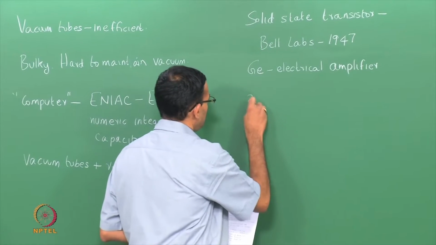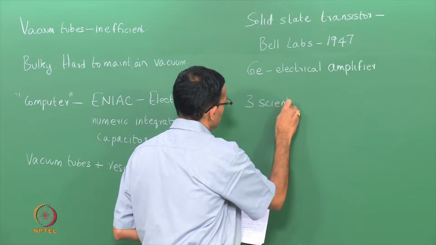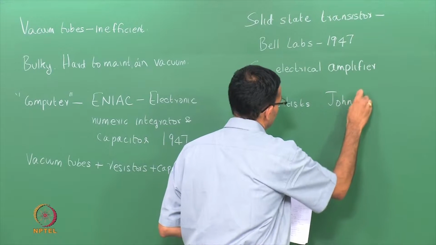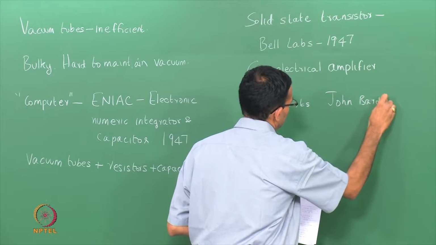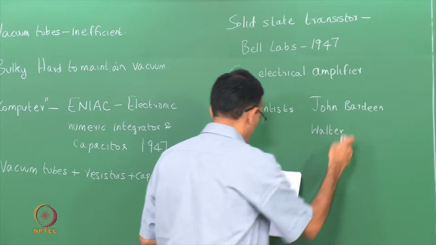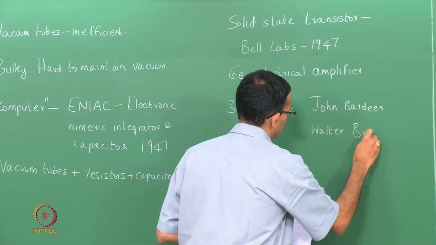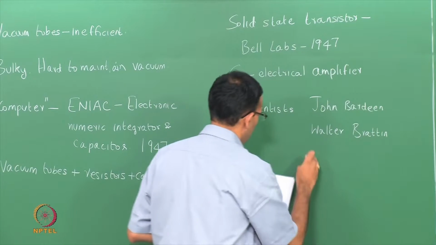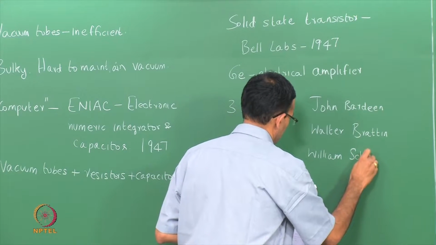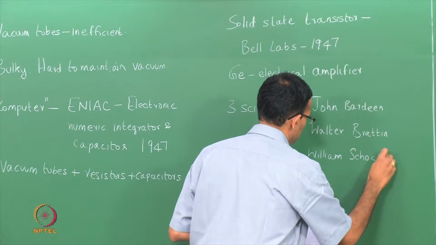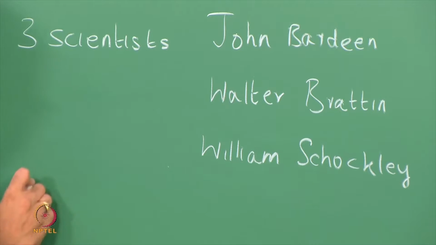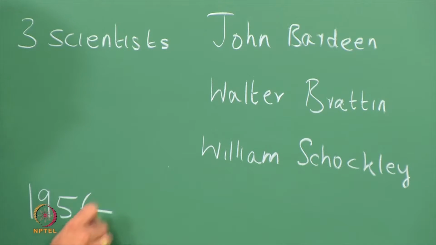There were 3 scientists involved in this: John Bardeen, Walter Brattain, and William Shockley. They won the Nobel Prize in 1956 for the invention of the transistor.